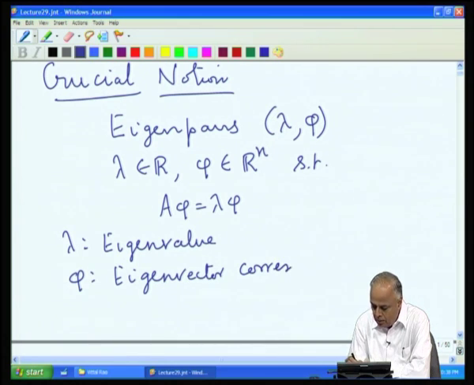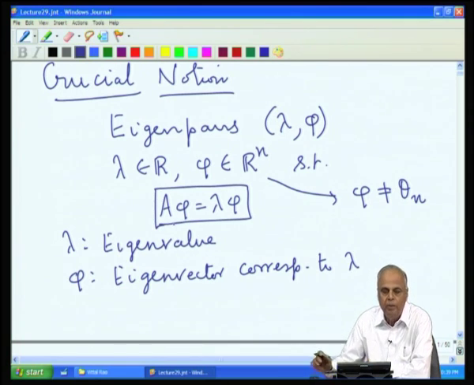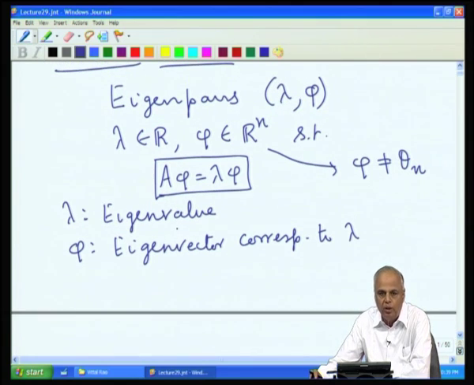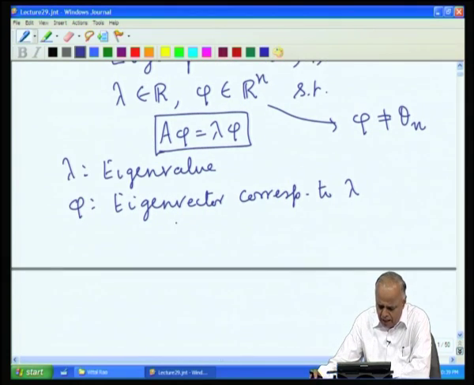corresponding to lambda. And here the phi we always want it to be non-zero, because otherwise this equation A phi equal to lambda phi will have the zero solution for any lambda. So, we are looking for those lambdas for which there is a non-zero solution. Such a pair will be called an eigenpair.